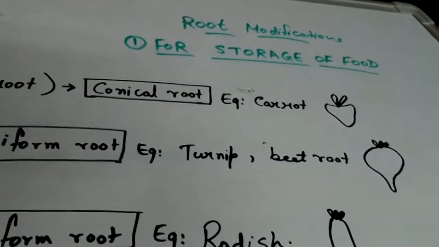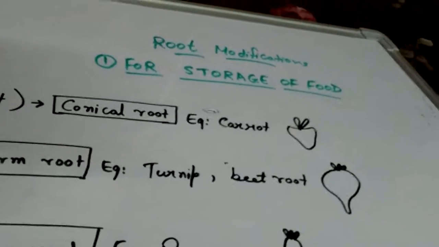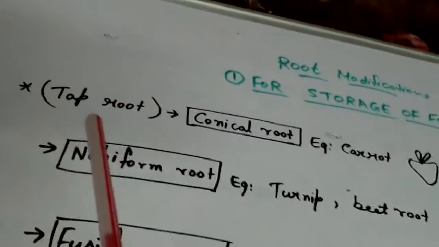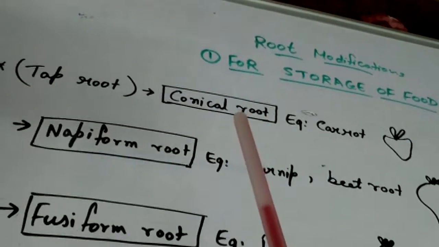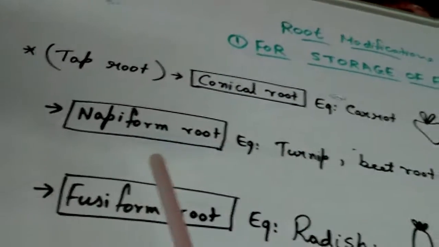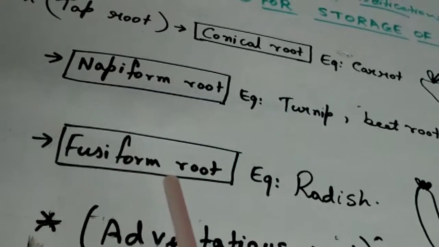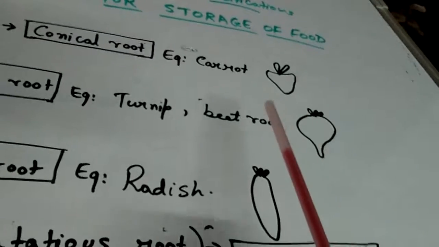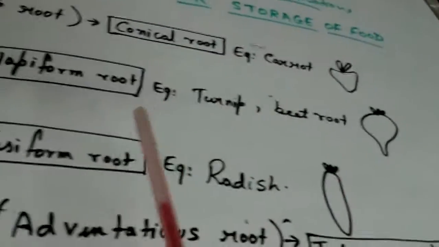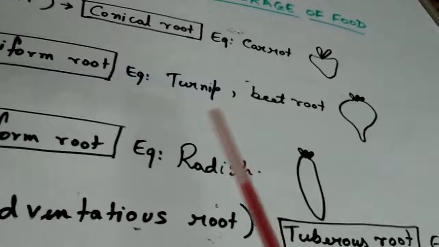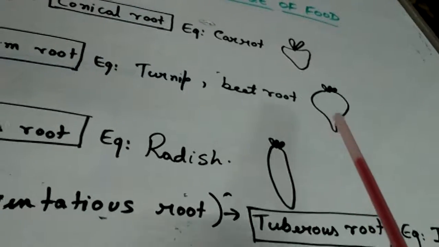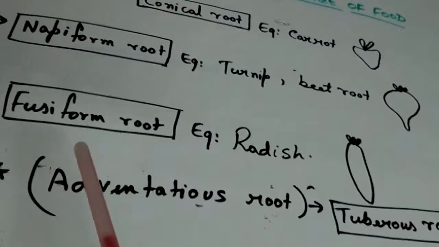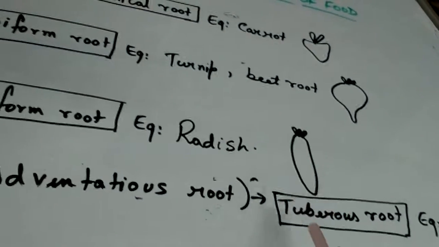Root modification, first, is for food storage. First category, taproot, and the following types are conical root, napiform root, fusiform root. Conical root, example carrot, as you can see the structure here, cone like. Napiform root, example turnip, beetroot, as you can observe the structure here. Fusiform root, radish, it is elongated.